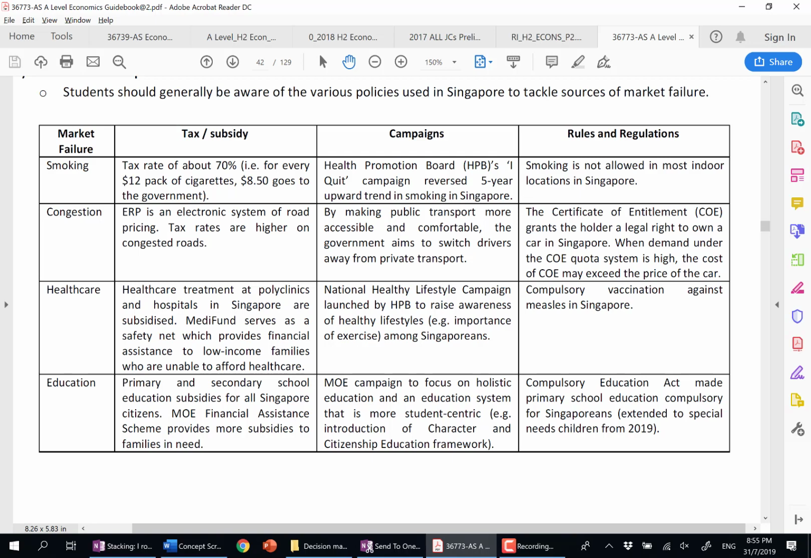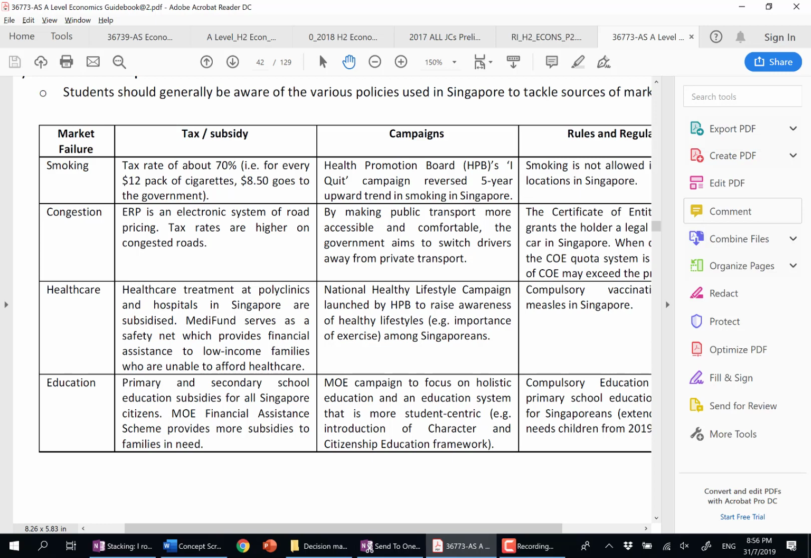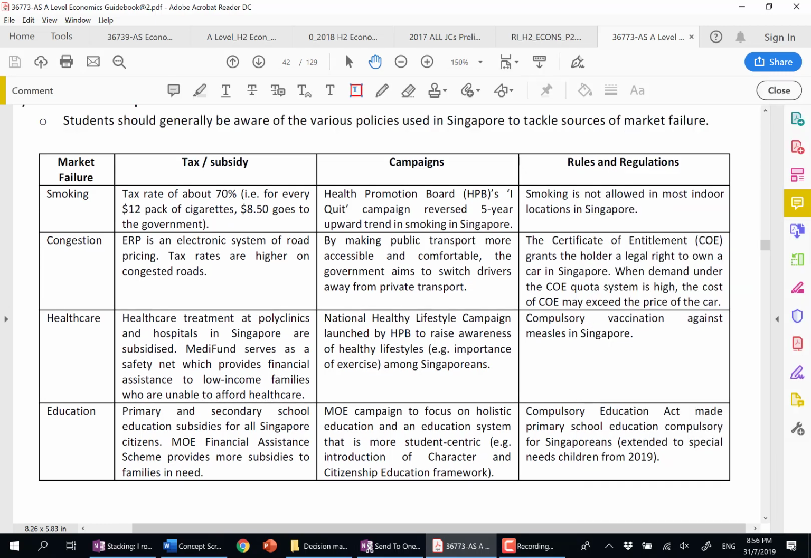So smoking, tax rate is about 70%. Then we have the I Quit campaign. Smoking is not allowed in some places, this is a ban. Just so you know, COE is not a tax. COE is a rule. You want to buy a car, you have to pay COE. A tax is ERP. If you're on this page, can you also add in some things? If not, you just put down a note, page 39, go back home and update this.